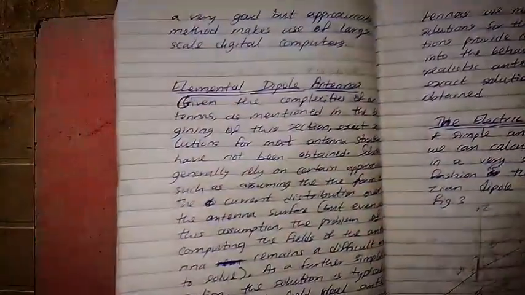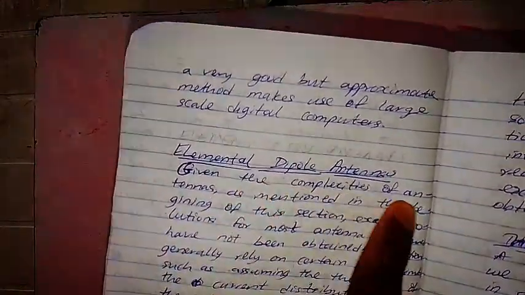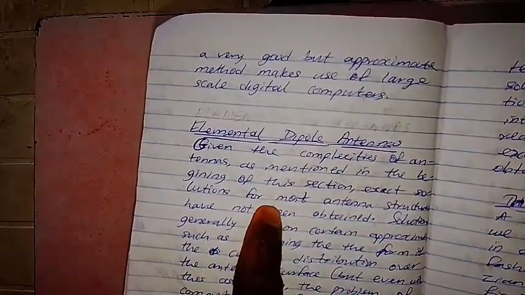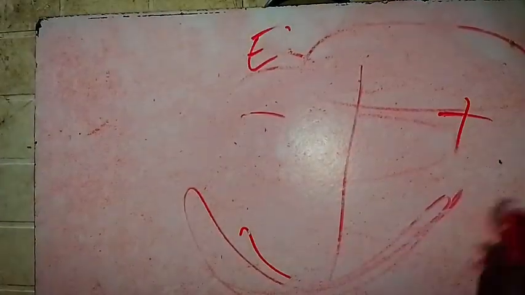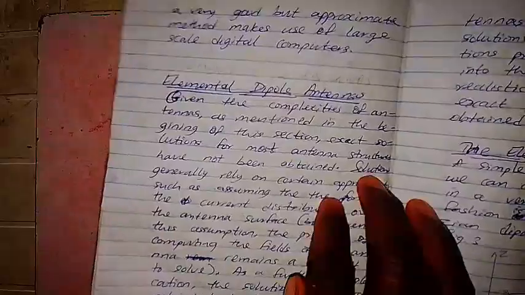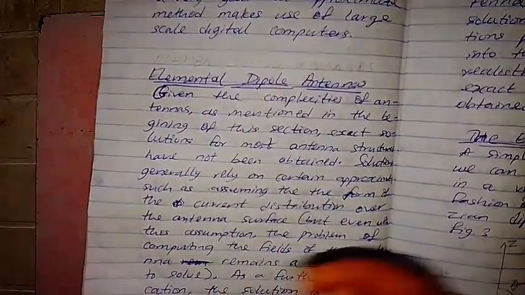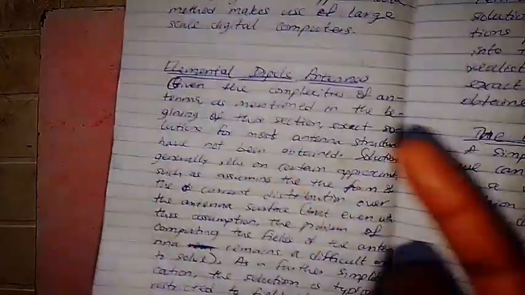Okay, so now look at this. Given the complexities of antennas, as mentioned in the beginning of this section, exact solutions for most antenna structures have not been obtained. Are you kidding? Can you imagine that? So look at it. Don't even bother yourself trying to go for this complex one yet. So, solutions generally rely on certain approximations, like I talked about. Those approximations lead to the idea of an ideal antenna, which may not even exist.